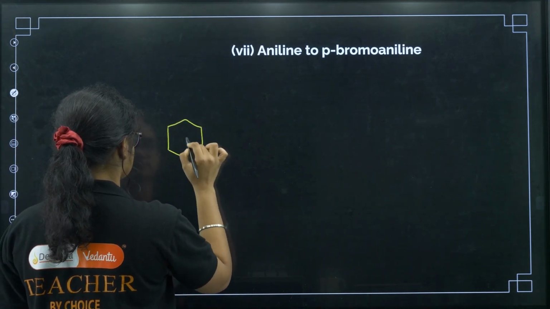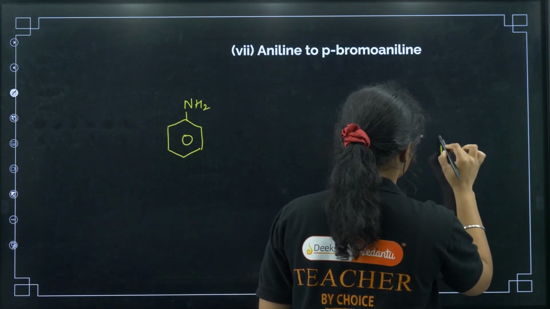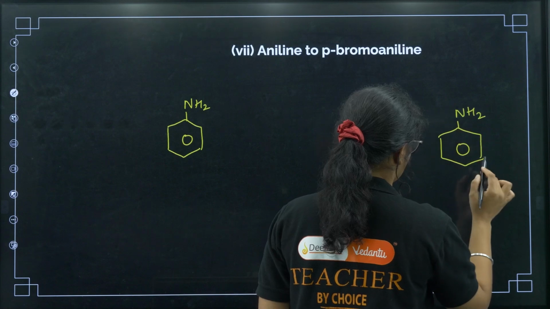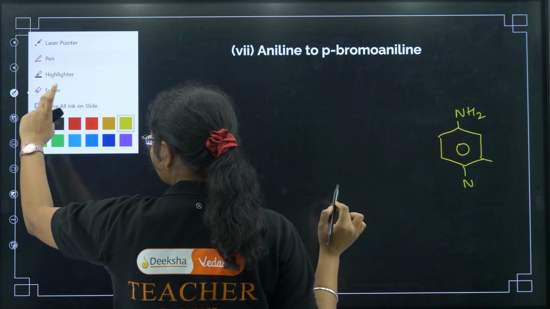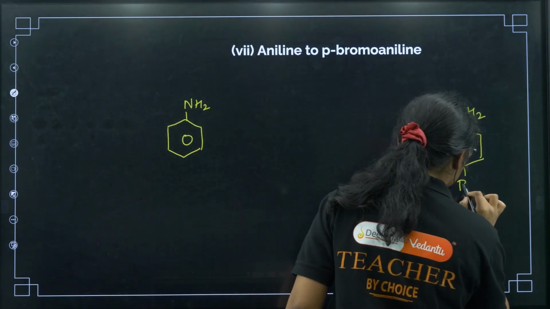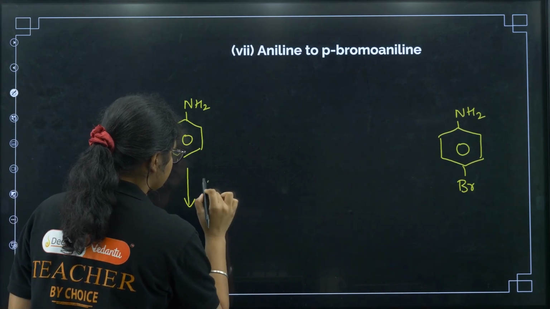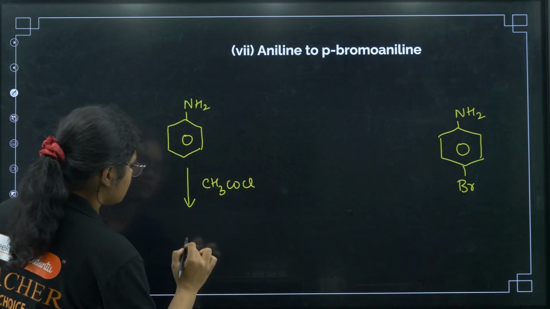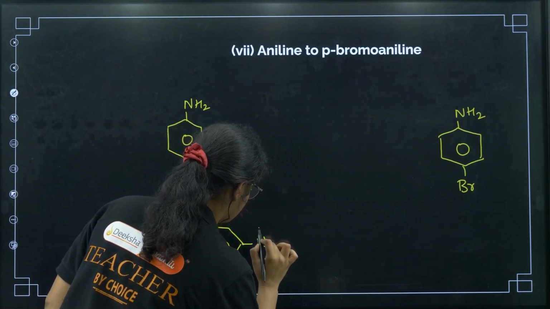Okay, next aniline to para-bromoaniline. This is a tricky question, because aniline, if you just treat it with bromine, right, you will get 2,4,6 tribromoaniline, but the question is asking only for para-bromo, means only one substituent is required. So for that you need to deactivate this amino group. How to deactivate it? Just treat it with CH3COCl.